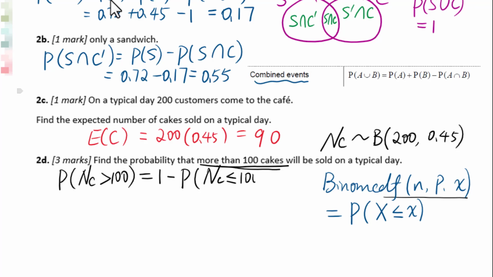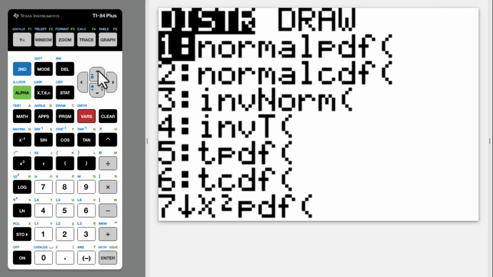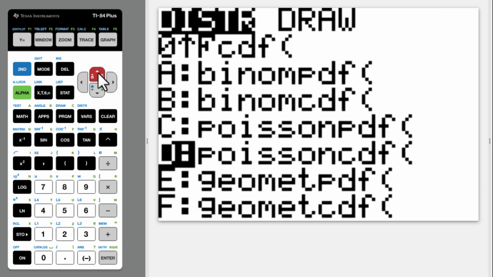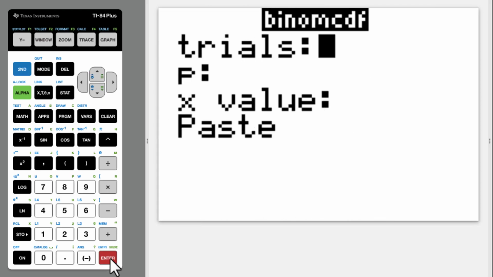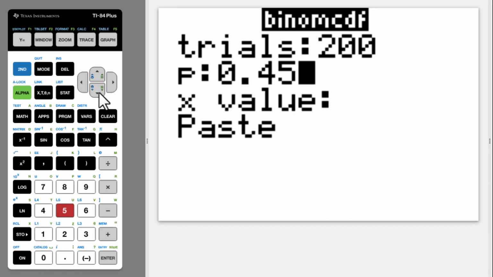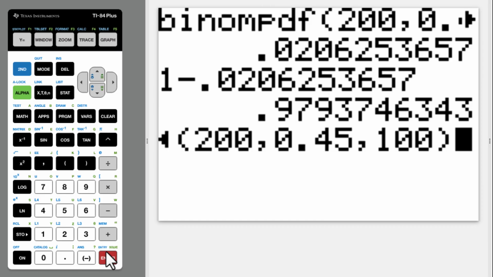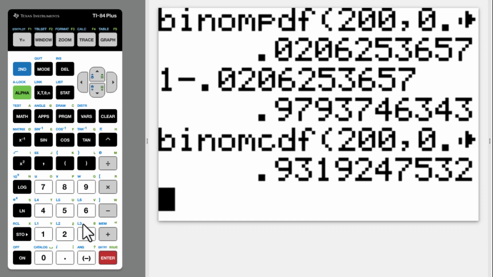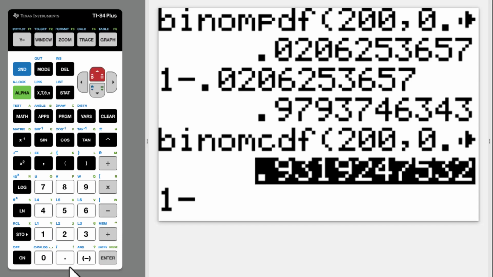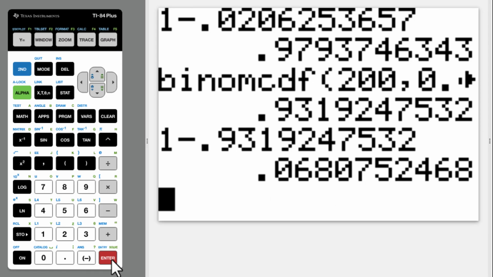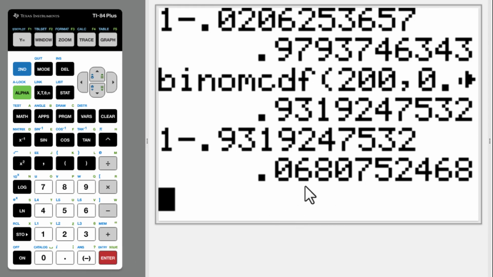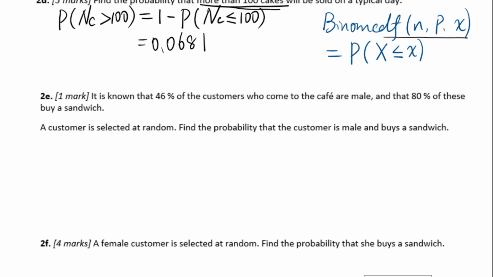Then we go to the calculator. Let's go to binomial CDF. Trials 200, probability 0.45, X value 100. Then use 1 minus. Answer is 0.0681. Let's go to 2E.